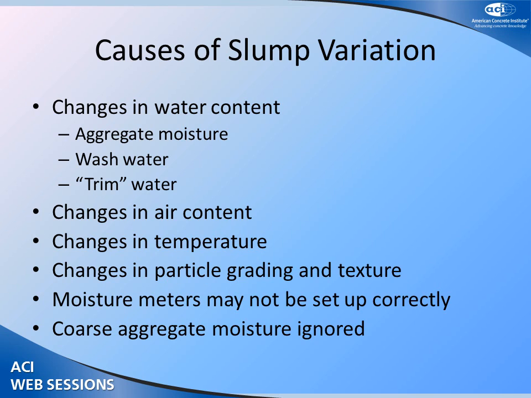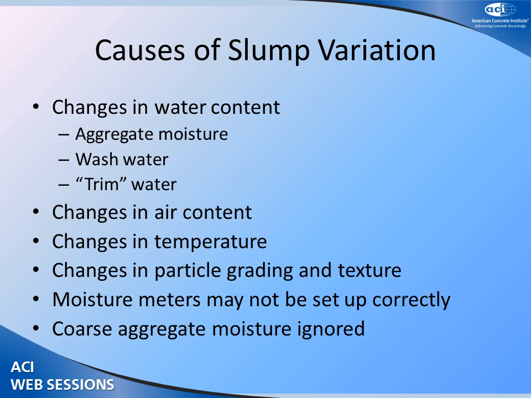Changes in particle grading and texture. If our sand becomes finer, it takes more water to coat the surface, so we may have the same amount of water, but all of a sudden we have less slump because we have finer sand. We're having to coat the surface. A rougher particle shape is going to require more water to get a certain slump. So again, we have changes due to particle shape and texture.